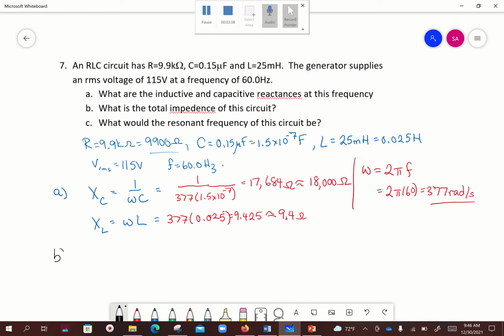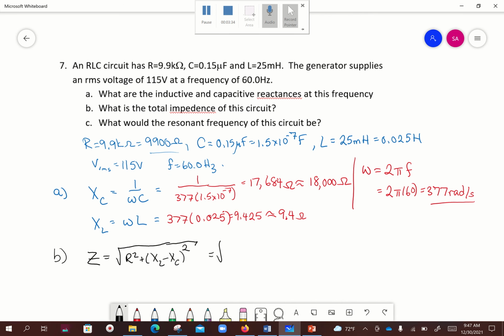For part B, I want to know what's the total impedance of the circuit. So impedance, that's Z. And Z is equal to the square root of R squared plus XL minus XC squared. And since we're squaring this, it doesn't matter whether I put XC minus XL or XL minus XC. All right, so now I have all my numbers. I just have to plug and chug.